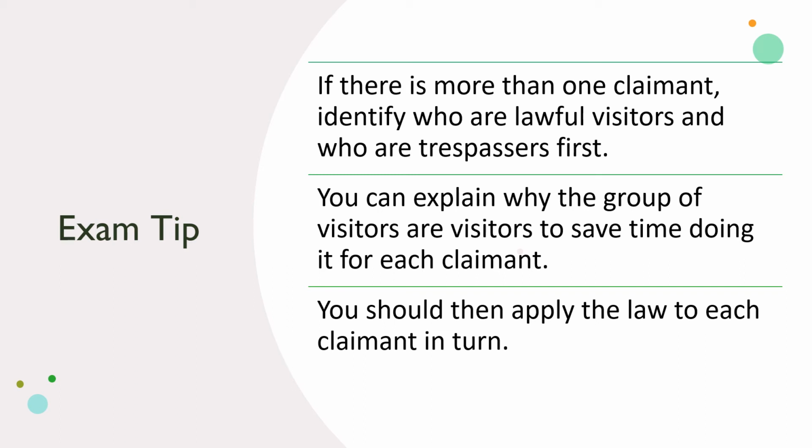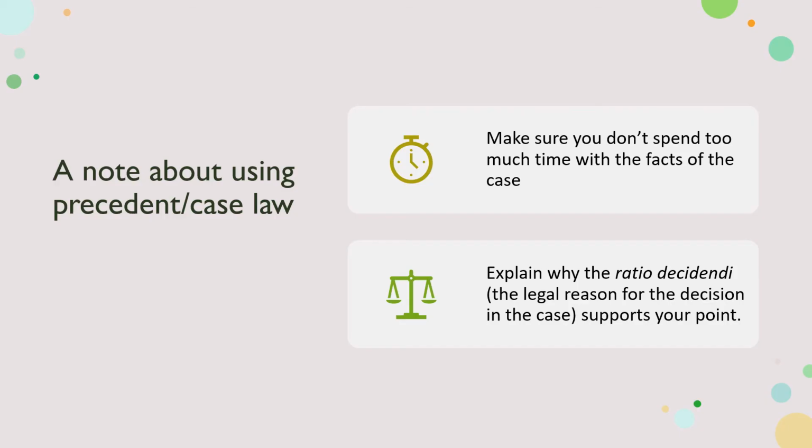So that, for example, Marge, Lisa and Homer are all lawful visitors because they have a contractual permission to be on the premises. However, the premises is different for each one. So we've got a kitchen, we have stairs, and we have the chalet. So therefore, we could lump them together if necessary, but if you feel more confident in doing each in turn, that's okay. Just make sure you spend the appropriate amount of time doing that.